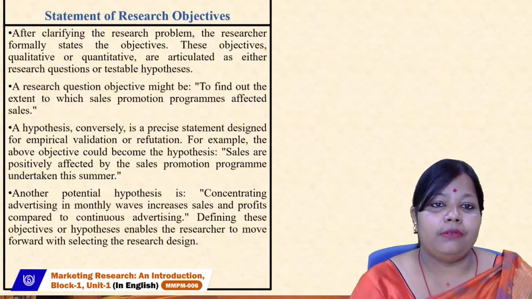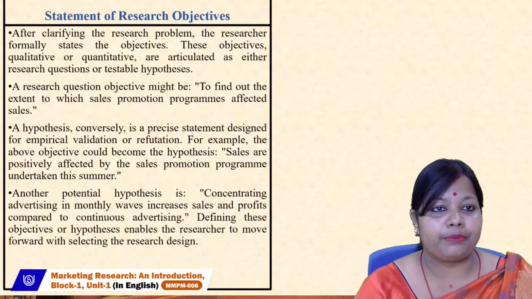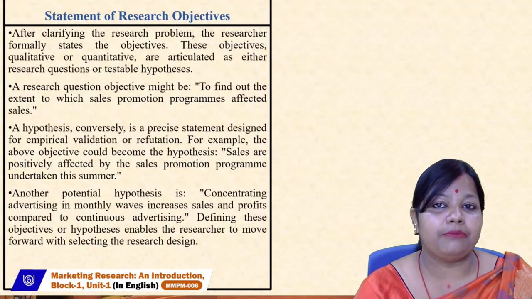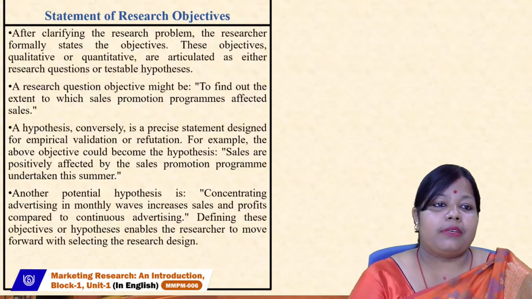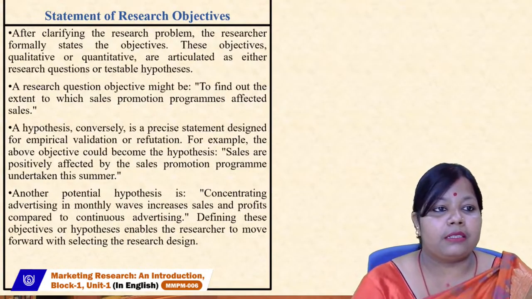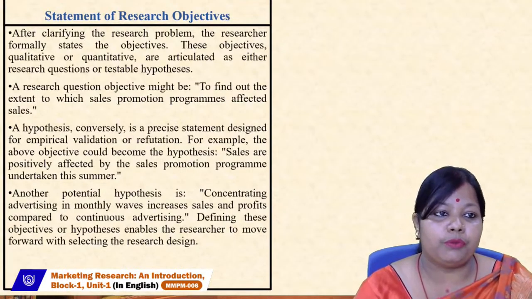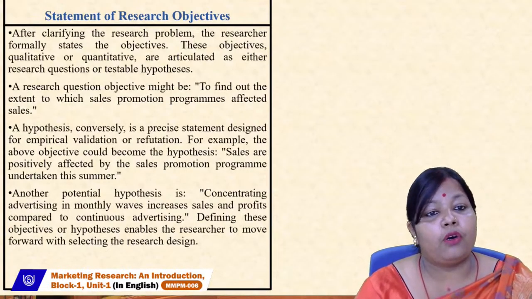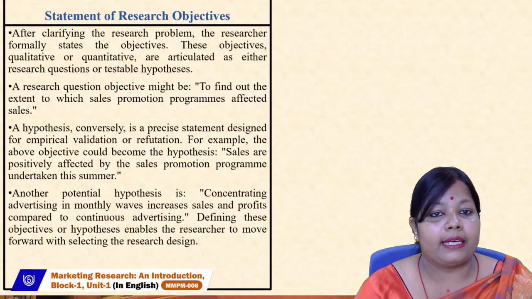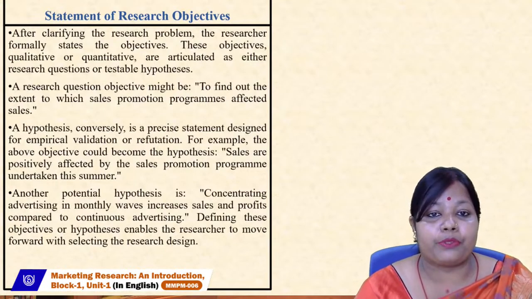Now, after defining our research problem, we need to go to the second step of the process, that is the statement of the research objectives. In this step, after clarifying the research problem, the researcher formally states the objectives, what he wants to do with that problem. These objectives, quantitative or qualitative, are articulated as either research questions or testable hypotheses. Now, a new term came, that is hypothesis.